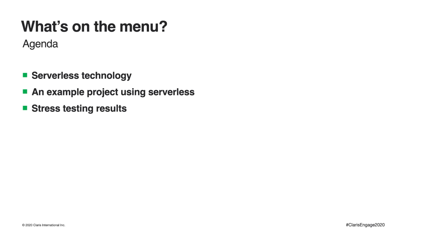First off, we'll start by defining what serverless technology actually is. Next, we'll dive into a hands-on project where we're going to build from scratch using a wide variety of services on AWS and, of course, Claris FileMaker. After our demo project, we'll take a look at some stress testing results and see how our app has performed.